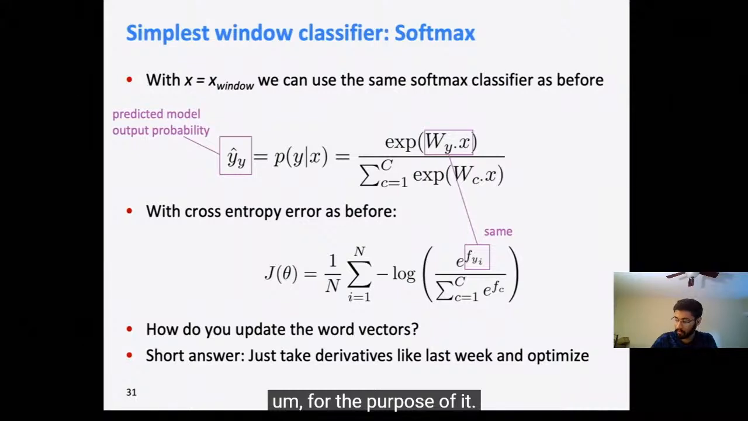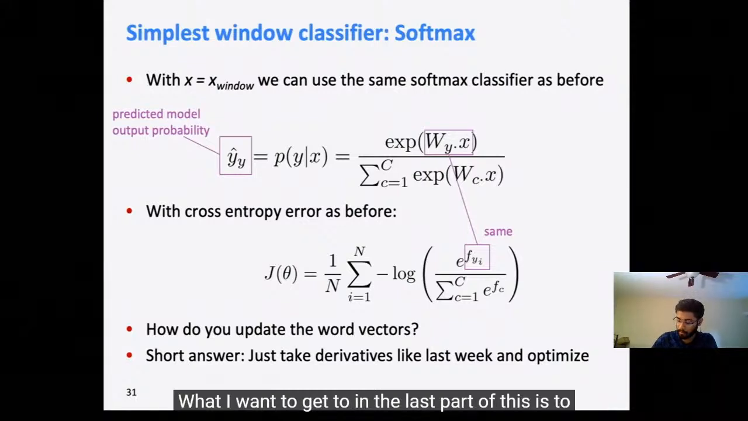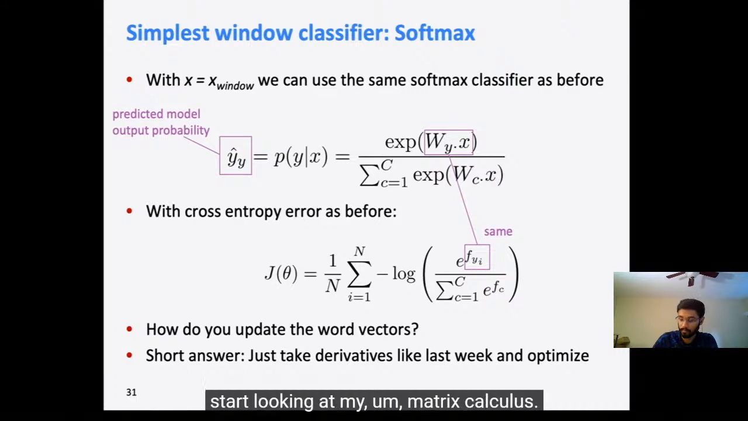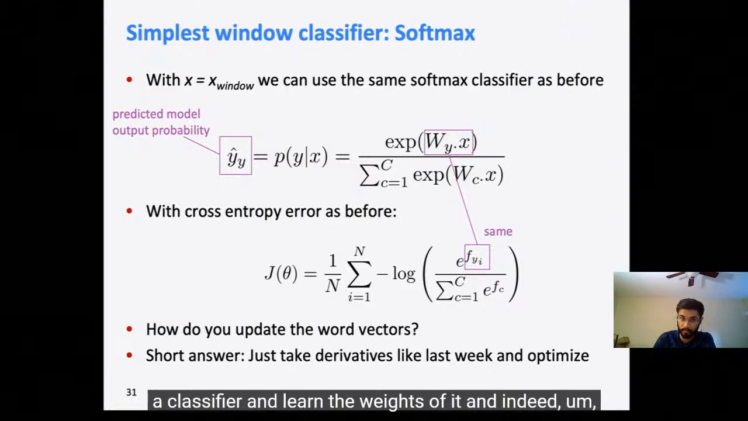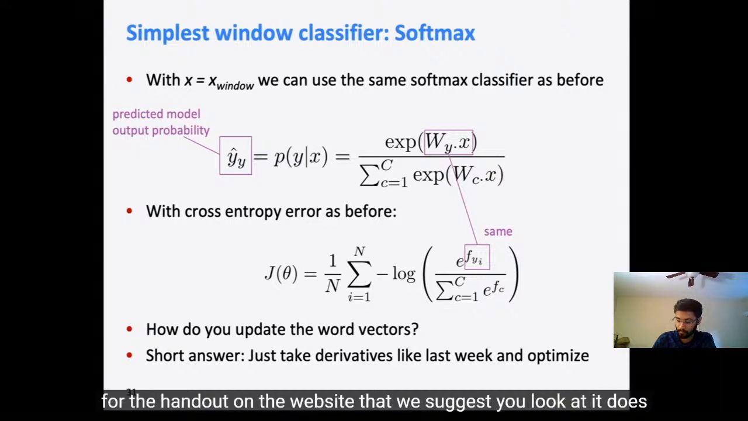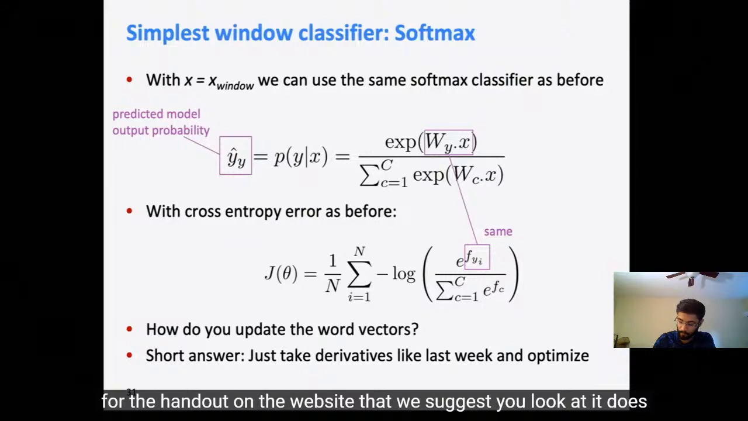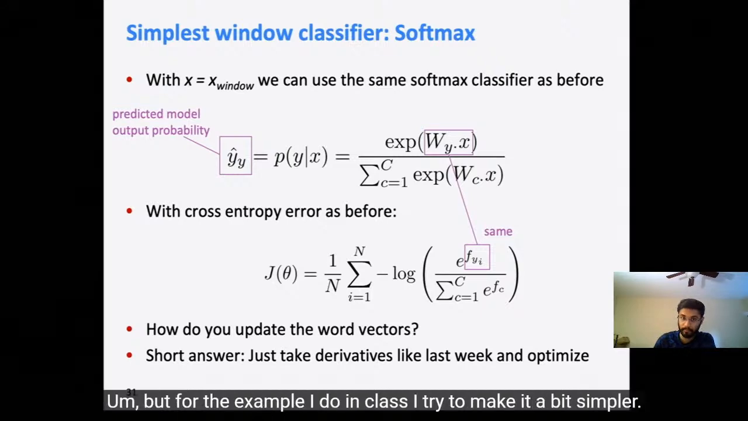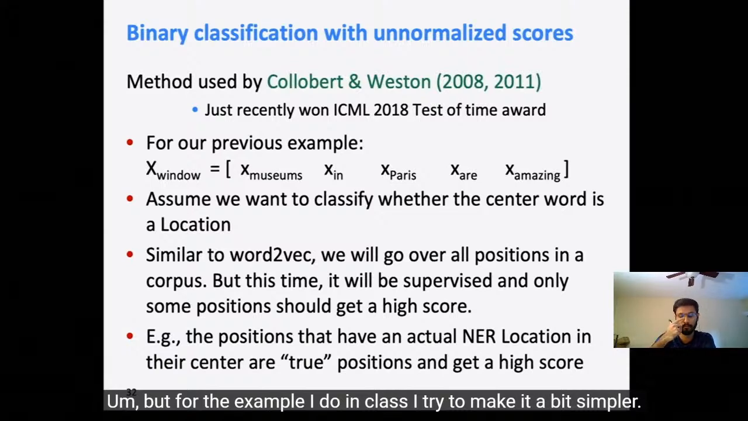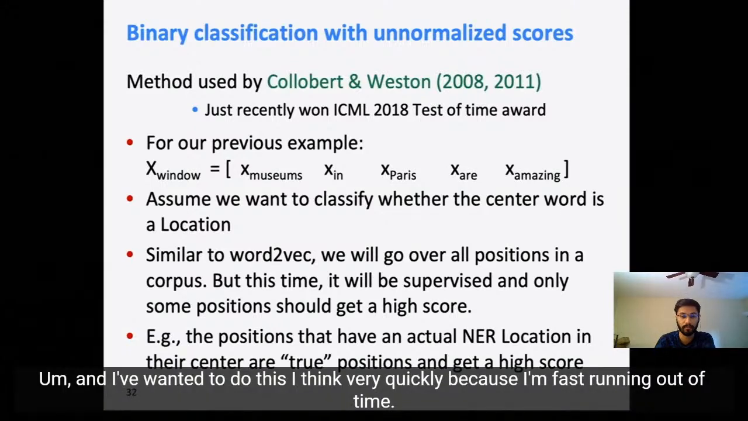That's a perfectly good way to do things, and for the purpose of what I want to get to in the last part of this, is to start looking at my matrix calculus. And we could use this model and do a classifier and learn the weights of it. And indeed, for the handout on the website that we suggest you look at, it does do it with a softmax classifier of precisely this kind. But for the example I do in class, I try to make it a bit simpler. And I want to do this, I think, very quickly because I'm fast running out of time.